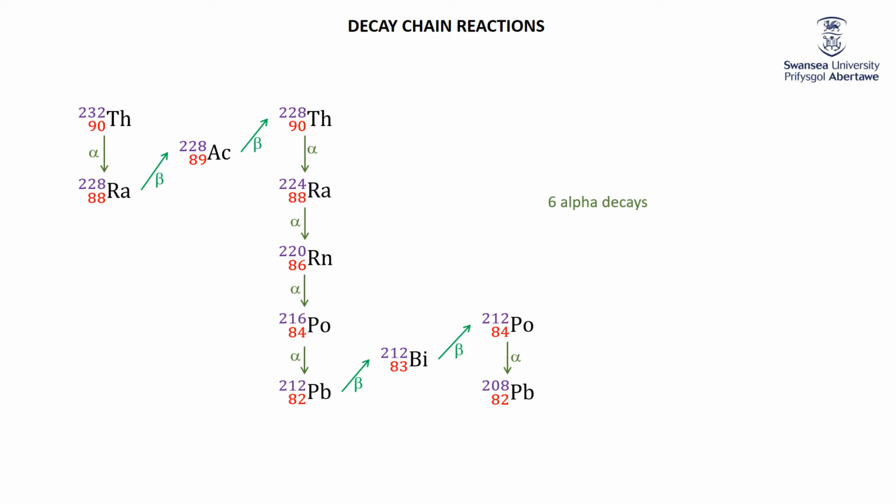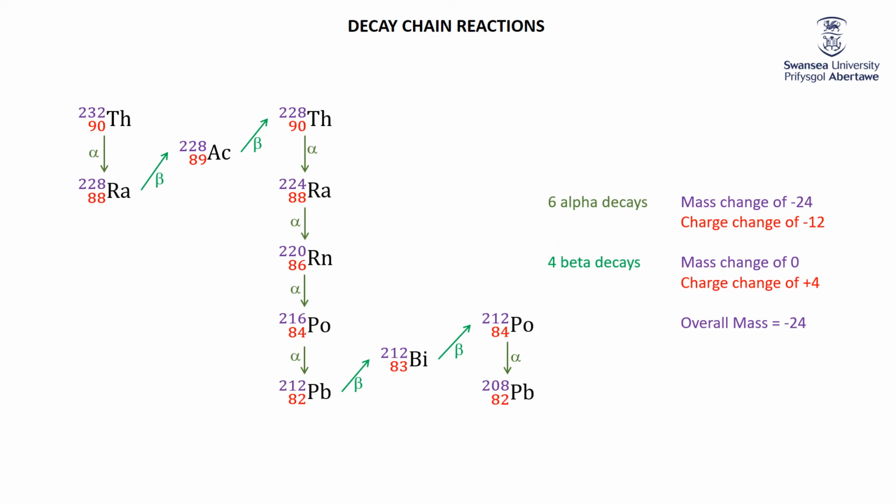So a total of 6 alpha decays. For each alpha decay, the mass goes down by 4, so 6 of them, it's gone down by 24, and the charge goes down by 2, so a total charge down of 12. So the mass change is done, going from 232 to 208. But as well as those 6 alphas, there are 4 betas. Beta doesn't affect the mass at all, but it does increase the charge on the nucleus by 1 each time, so 4 of them by a total of 4.